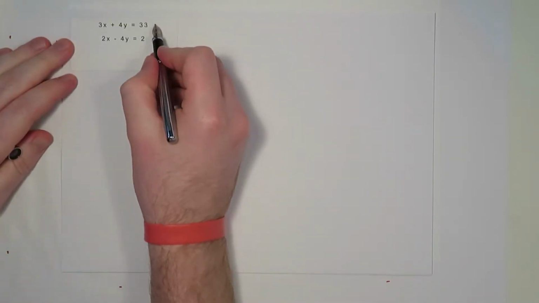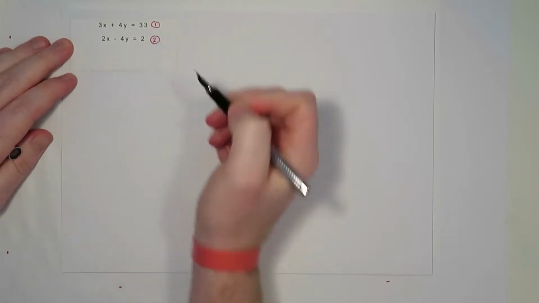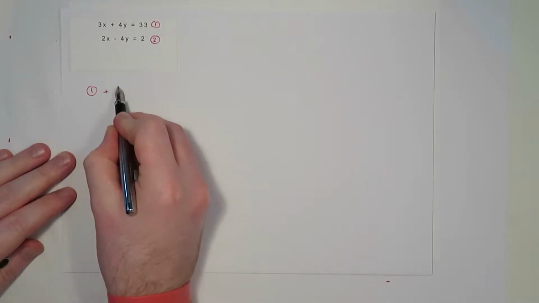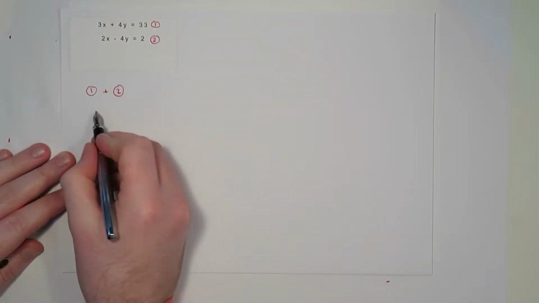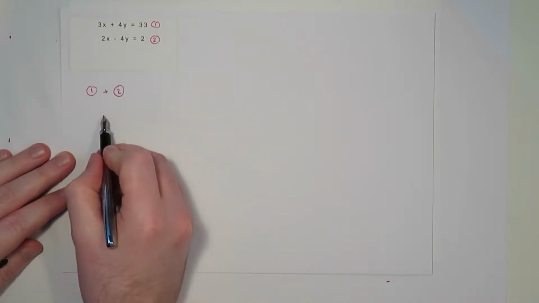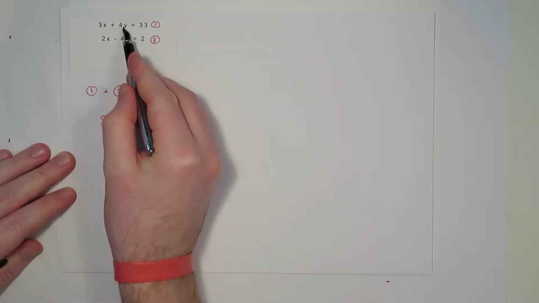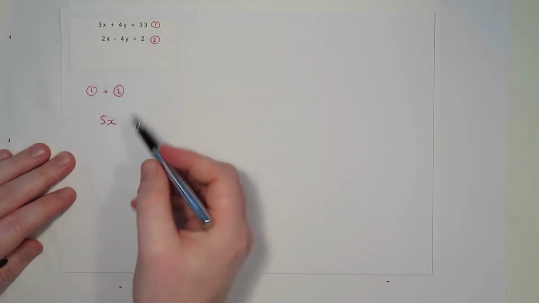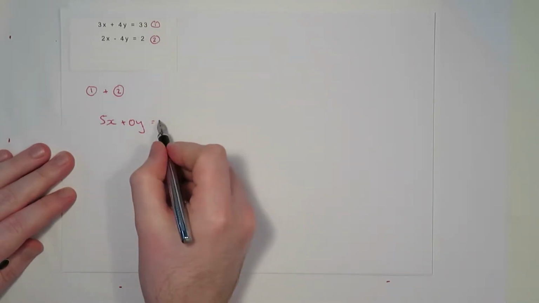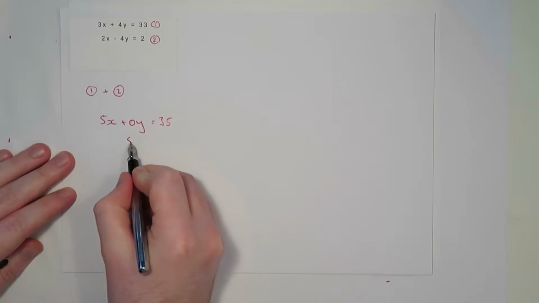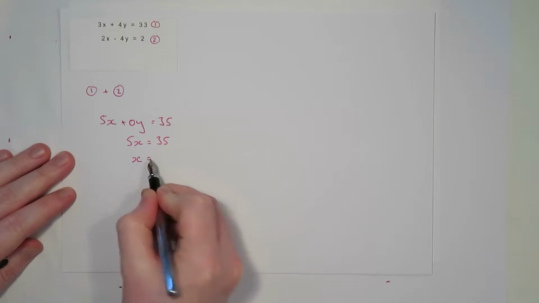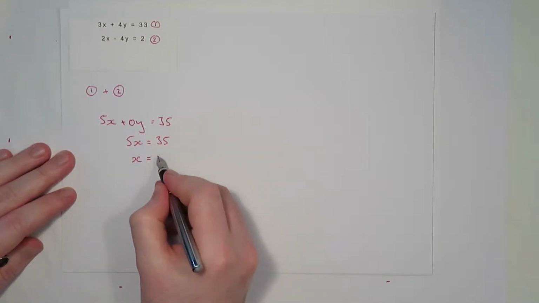So with this example here, I'm going to label these equations number 1 and number 2, and I'm going to say here that if you do equation 1 and you add equation 2 to it, you will have 3x plus 2x is 5x, 4y plus minus 4y is just no y, 0y, and then 33 plus 2 is 35. So 5x is 35, divide both sides by 5, you will get that x is equal to 7.